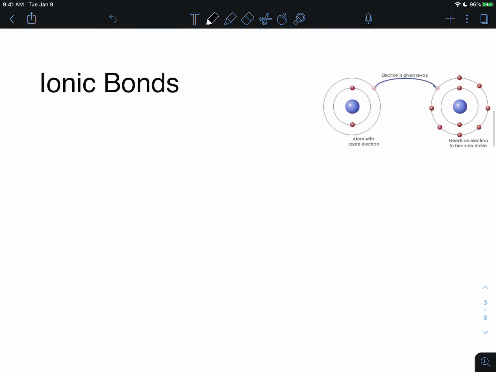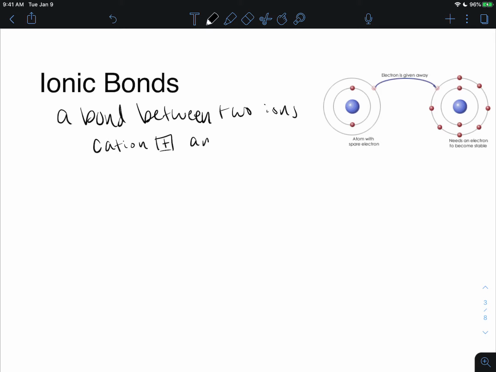So when we think about an ionic bond, remember this is going to be a bond between two ions. So we have a cation plus an anion, and that forms our ionic bond. And generally with our ionic compounds, our atoms within there form those ions in order to achieve a noble gas configuration.